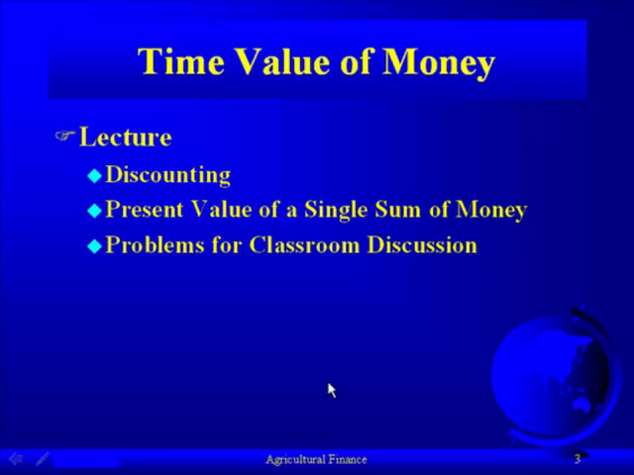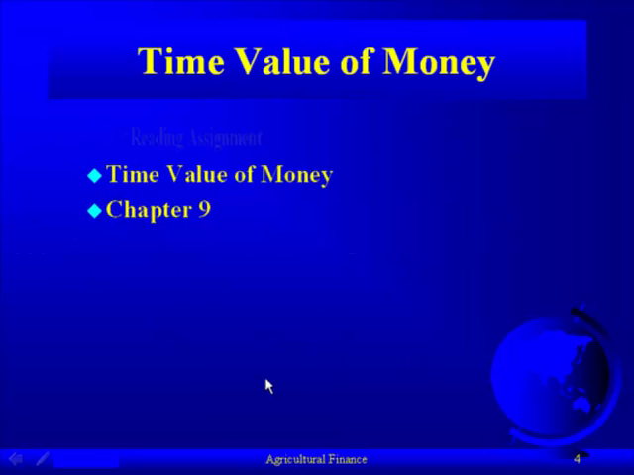Remember, compounding was going on the timeline from left to right. Now we're going to talk about bringing money back to the present, going from right to left, or from the future to the present. And we're going to present another formula for the present value of a single sum of money, and then we'll go over problems to look at those.